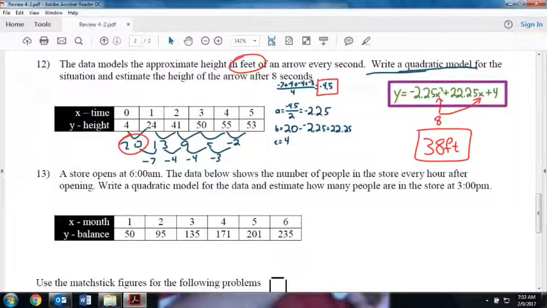So, here we go. 95 minus 50, well, that's 45. 135 minus 95, that's 40.